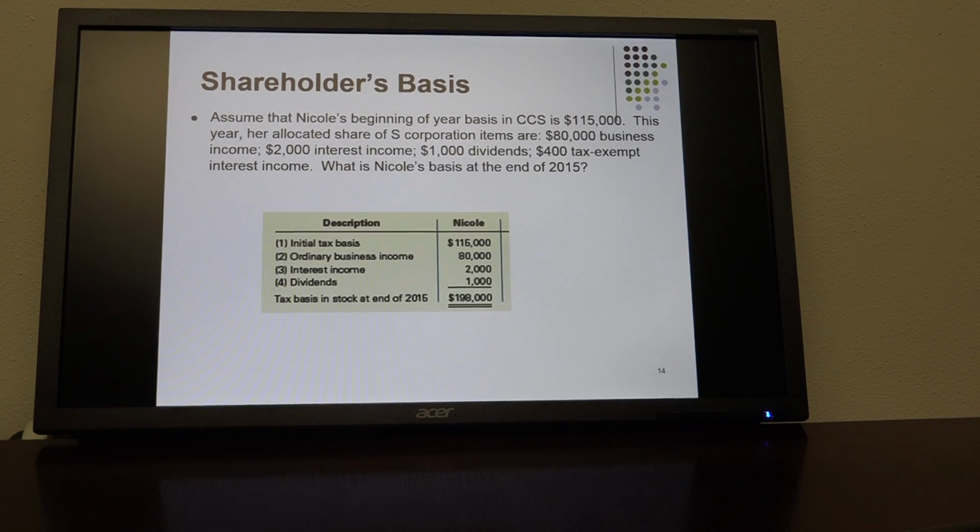And so assume that Nicole's beginning of year basis in CCS is $115,000. This year her allocated share of S Corp items are $80,000 business income, $2,000 interest income, $1,000 dividends, $400 tax exempt interest income. What is Nicole's basis? Well, you're just going to add all those up, right? And add that to the initial basis, and so her tax basis at the end of 2015 is the sum of those amounts, $198,000. Easy enough.